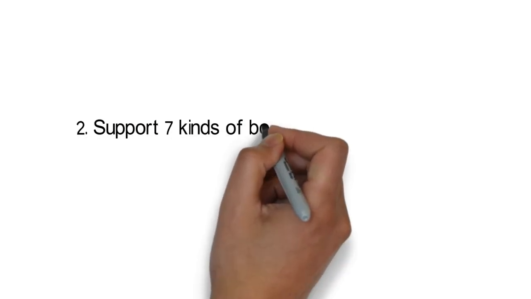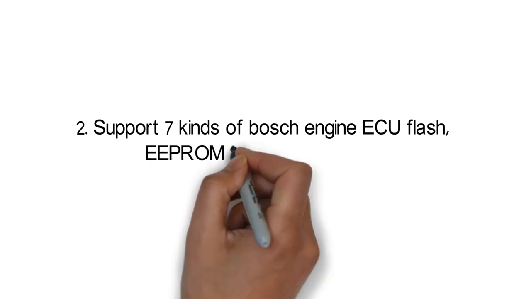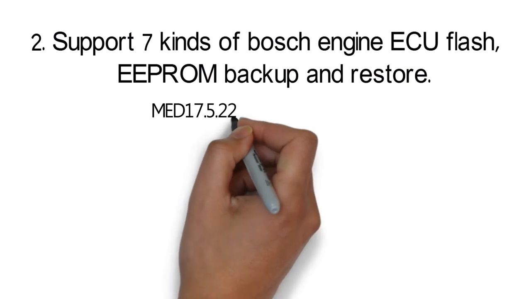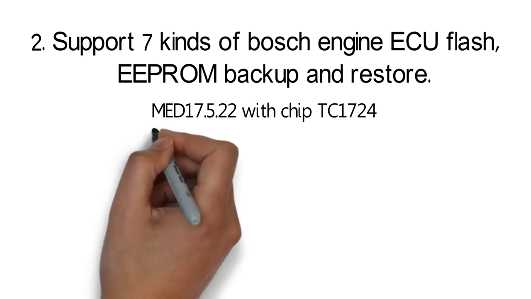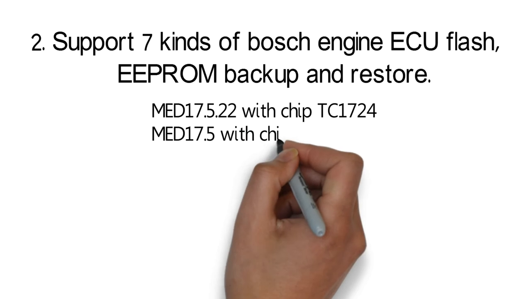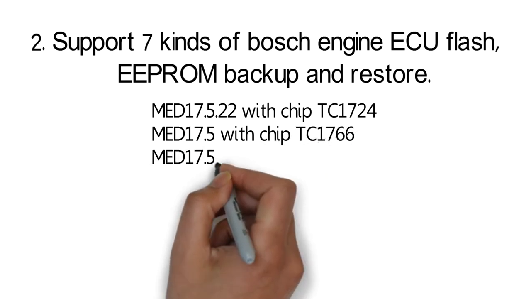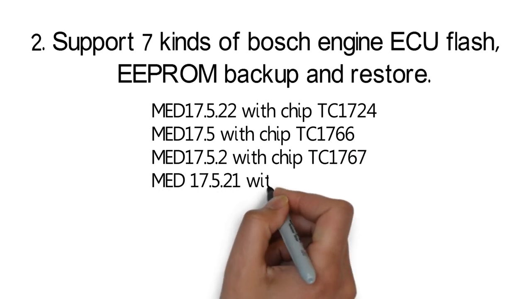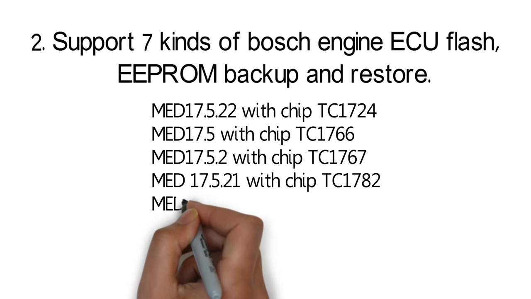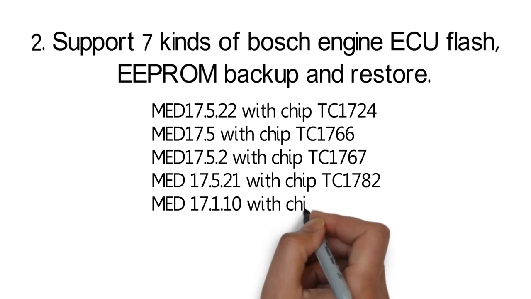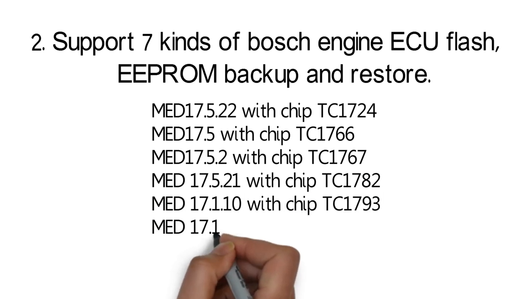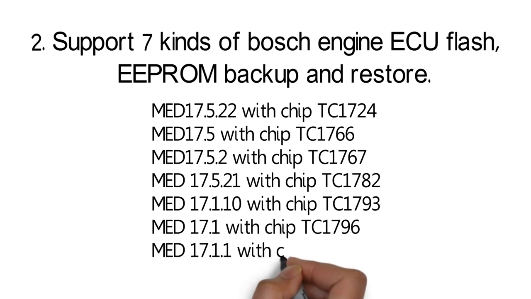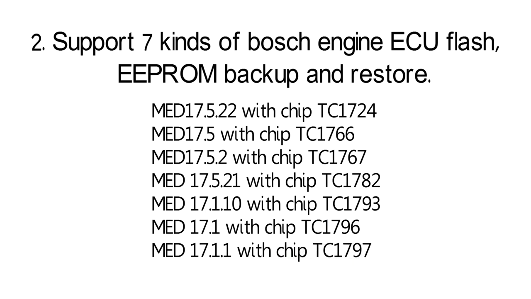Function 2, support 7 kinds of Bosch engine ECU flash, EEPROM backup, and restore, including MED 17.5.22 with chip DC1724, MED 17.5 with chip DC1766, MED 17.5.2 with chip DC1767, MED 17.5.21 with chip DC1782, MED 17.0.10 with chip DC1793, MED 17.1 with chip DC1796, MED 17.1.1 with chip DC1797.